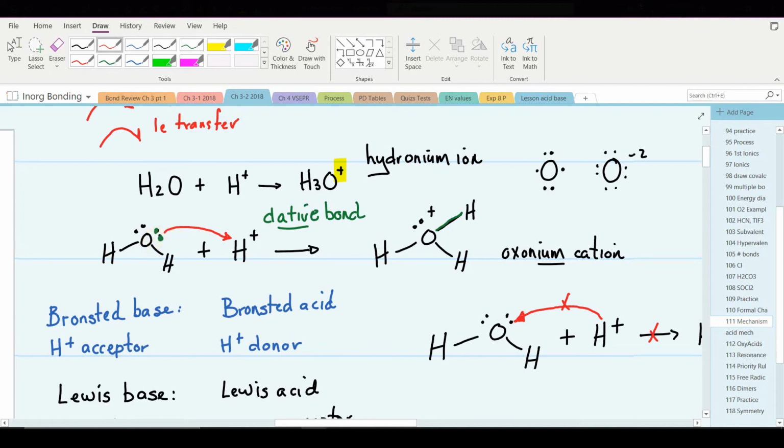Okay, so it's really important you get your arrows right from the beginning. Try and think of that. Who is donating and who is receiving? If you like football, think of the electron donor as being the quarterback, and he's throwing the football. And then the receiver is the Bronsted acid, the Lewis acid, the electron acceptor. If you like hockey, think of the person who's passing the puck as the donor, and the person who receives the puck is the acceptor. Whichever way you want to think of it, always put the arrow from the donor to the acceptor, from the base to the acid.